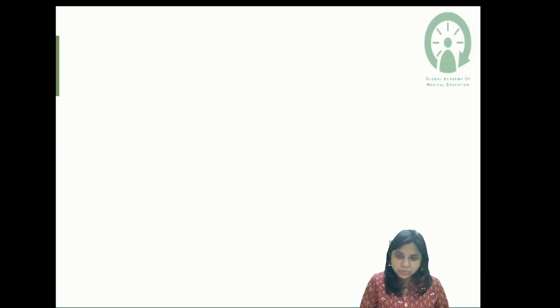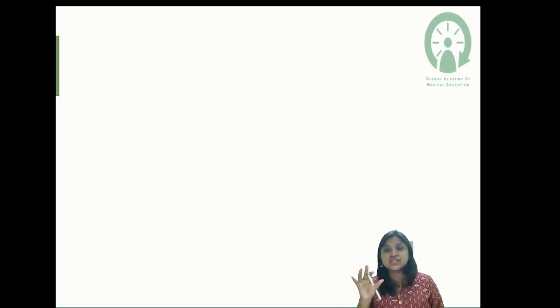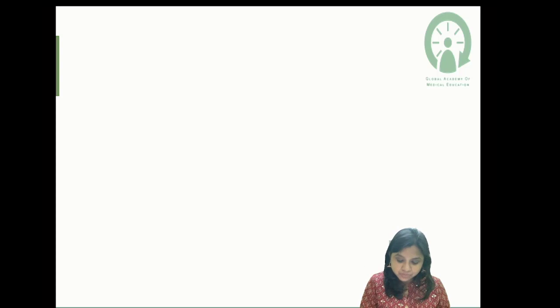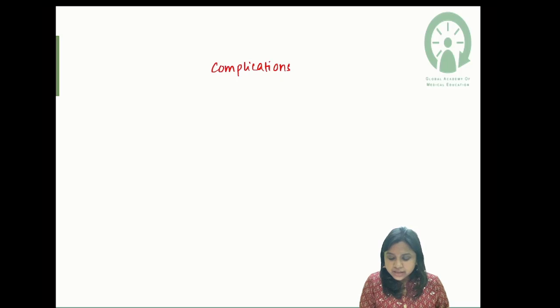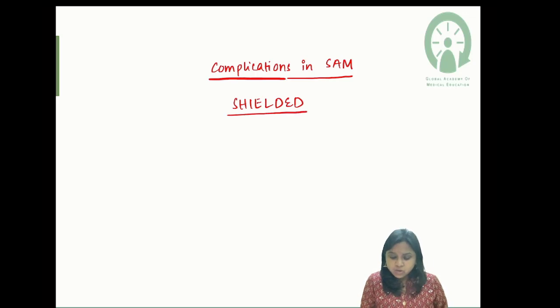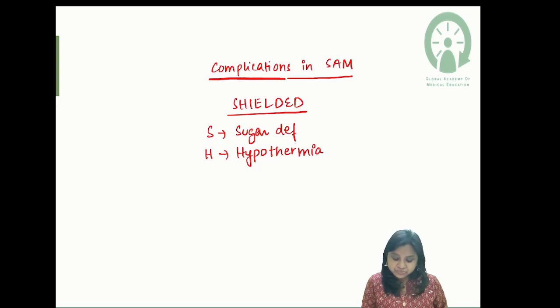So another thing that you need to remember from severe acute malnutrition is what are the complications that we get in SAM. You can remember like this as SHIELD. This is a very well-known mnemonic. What does S stand for? Sugar deficiency, hypoglycemia. H stands for hypothermia. I stands for infection.